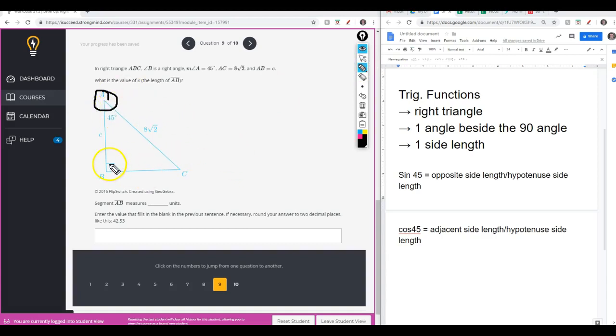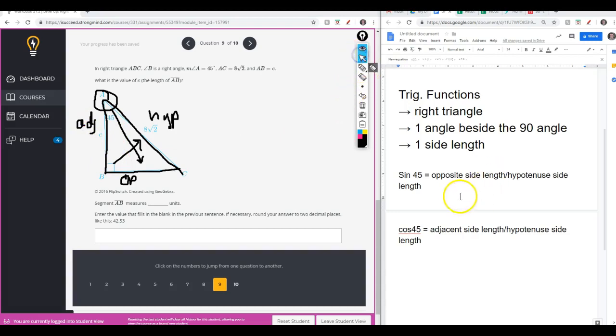So now let's label that triangle. The side length opposite the 90-degree angle is our hypotenuse. The side length opposite the angle that we chose is the opposite side length. And then the one touching and not the hypotenuse is the adjacent side length. And so we can substitute this in. The opposite side length we don't know, so it would be the distance of B to C. The hypotenuse, we have 8 square roots of 2.